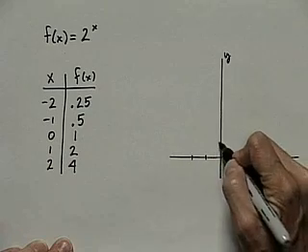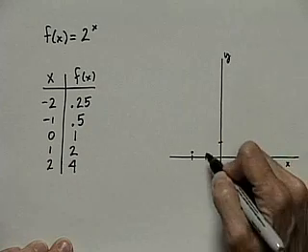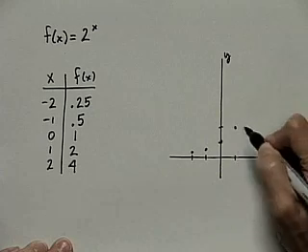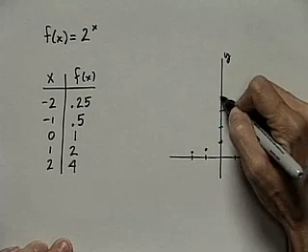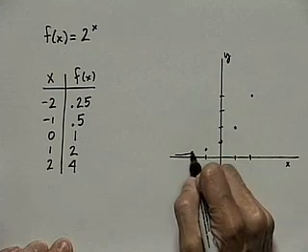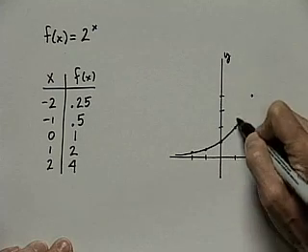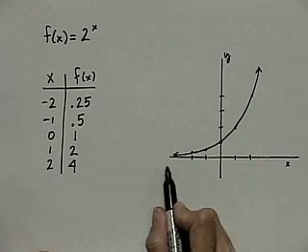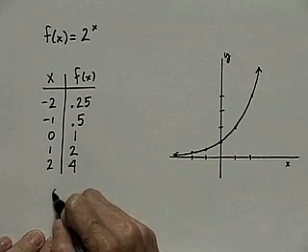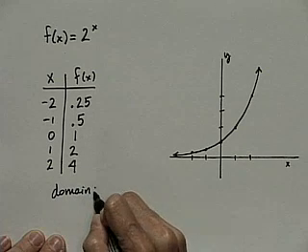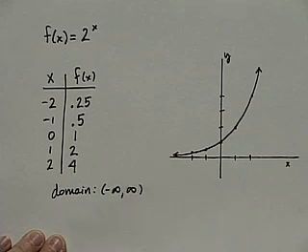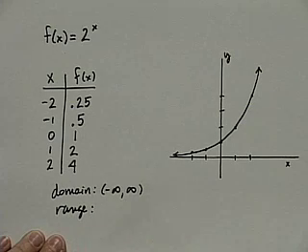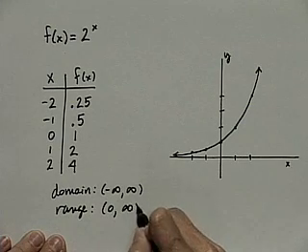Well, let's plot these points and come up with a graph of that function. I plot the point -2, a fourth; -1, a half; 0, 1; 1, 2; 2, 4, and I connect those points with a smooth curve, and I get the graph of the exponential function 2 to the x. Let's write down this function's domain and range. The domain of the function is from -infinity to +infinity. That's the x's. The range for the function is from 0, not including 0, to +infinity.